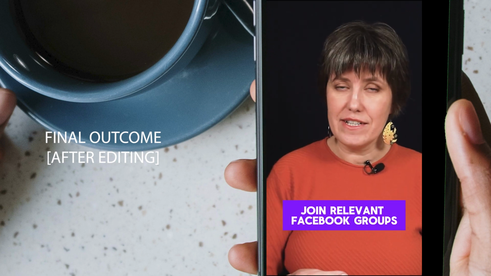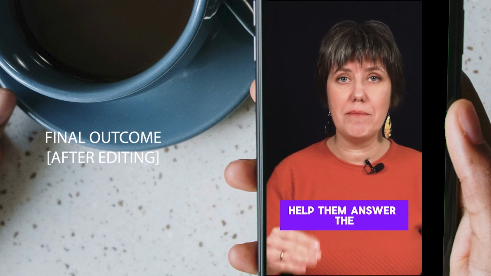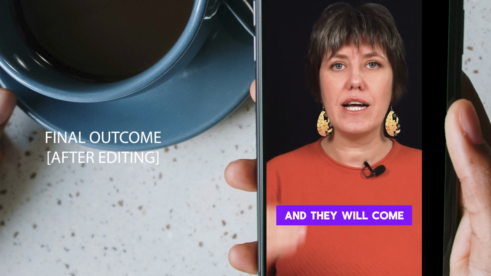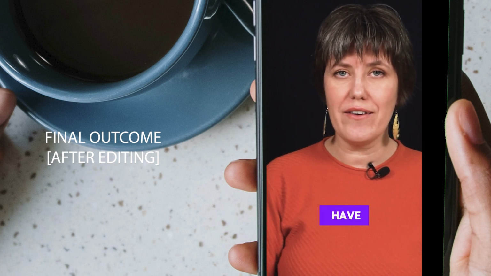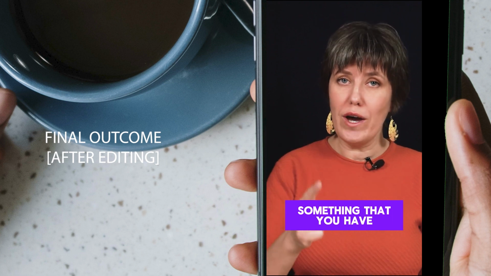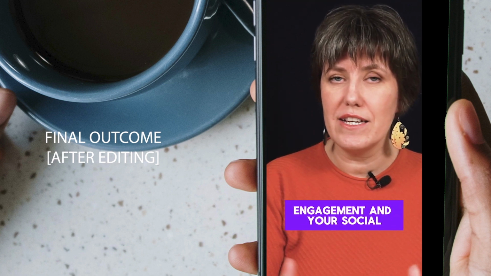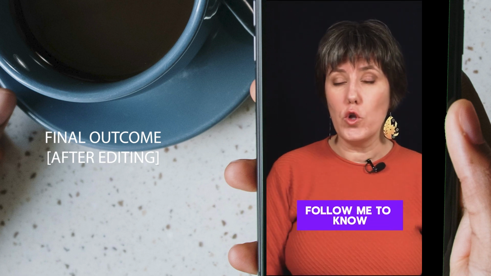Join relevant Facebook groups. Don't spam there. Just interact with people, help them answer the questions, and they will come to your page to see what else you have. Share user-generated content, which means share something that you have created. This will foster your community engagement and your social media growth. Follow me to know.